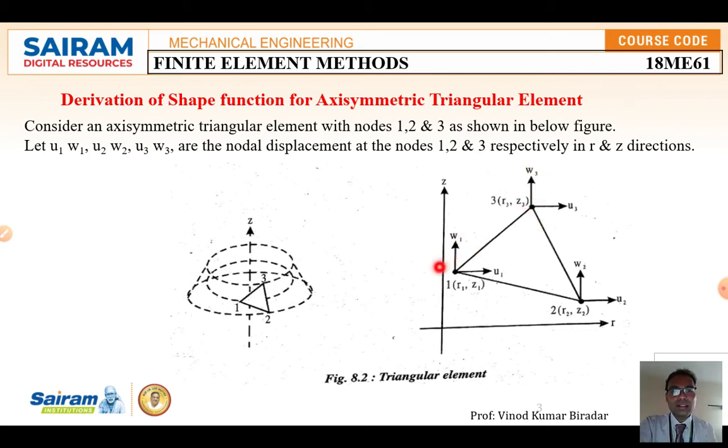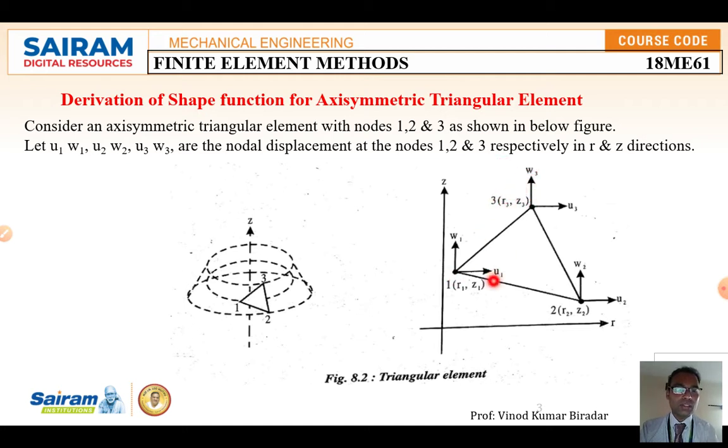In the axisymmetric triangular element the coordinates are, instead of x and y, r and z. Consider an axisymmetric triangular element with nodes 1, 2, 3 as shown in the below figure. Let u1 and w1 be the nodal displacements, that is u1 w1, u2 w2, u3 w3 are the nodal displacements at each node. At node number 1, u1 and w1 are the nodal displacements along the r and z directions. At node number 2, u2 and w2 are the nodal displacements. At node number 3, u3 and w3 are the nodal displacements.